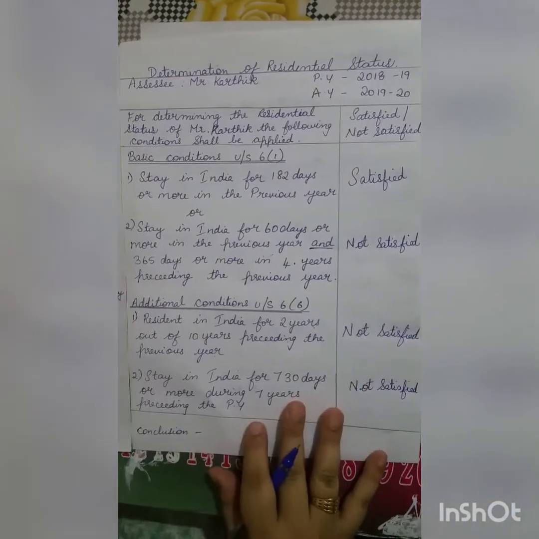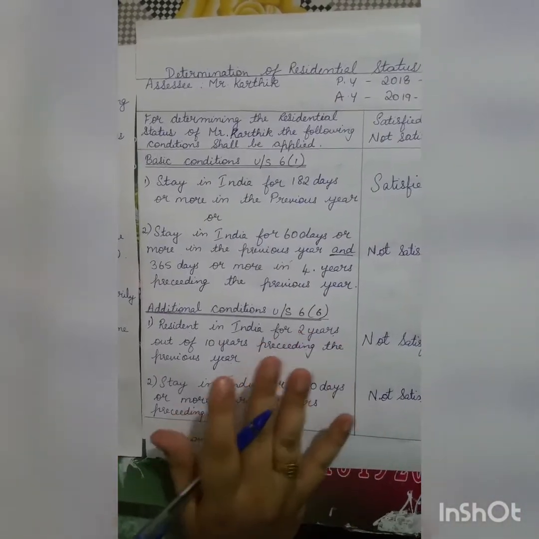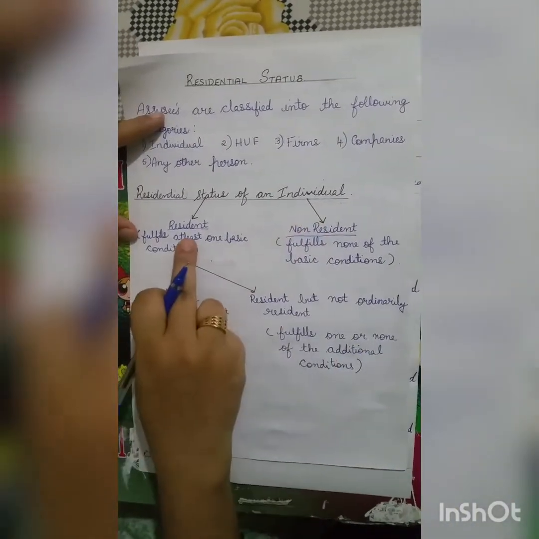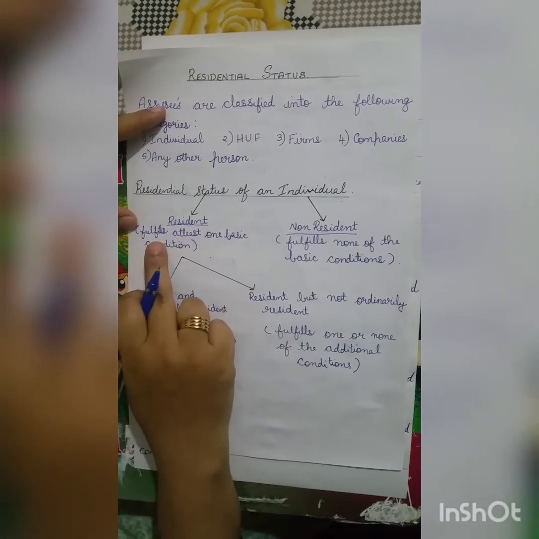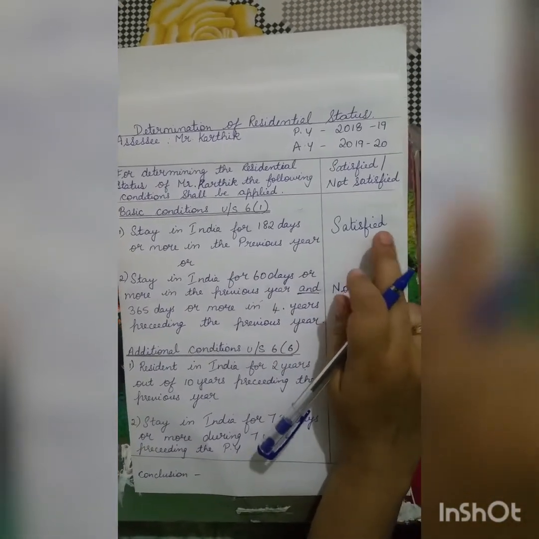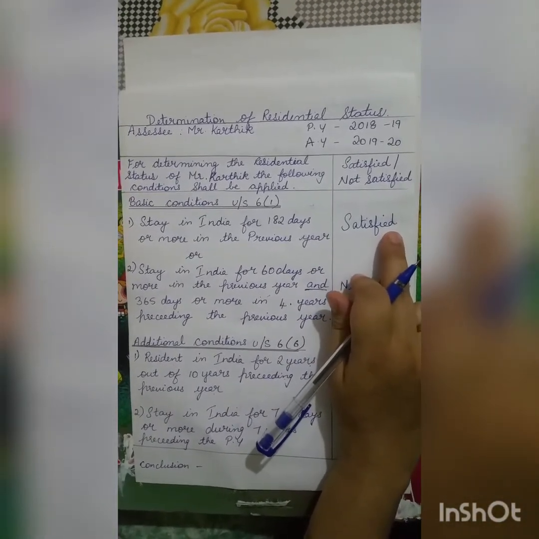Now, if you look into the chart which I explained in the first part, that is residential status. To determine the residential status of an individual, a person is called a resident if he fulfills at least one basic condition. So if you see, out of these 2 basic conditions, the individual Mr. Karthik has fulfilled at least one. So he is a resident so far.